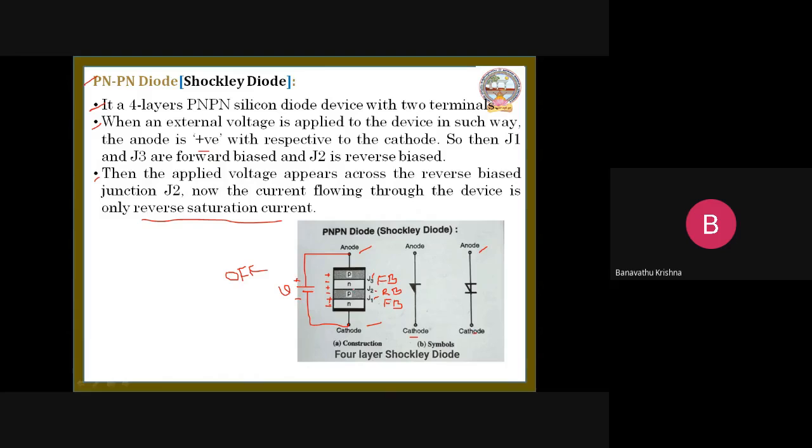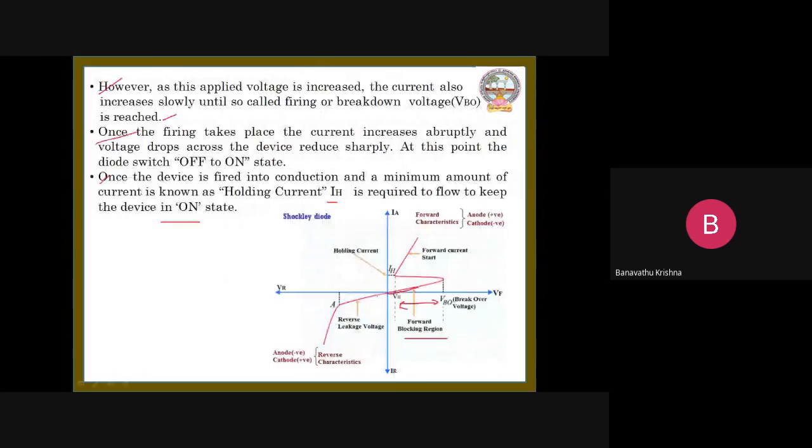By increasing this voltage, a slight amount of current increases, as shown here. This current increases with the forward bias voltage. If the voltage keeps increasing, firing takes place across junction 2 and it reaches the breakover voltage, where the current abruptly rises to the holding current. Now the junction is shorted, meaning the PNPN diode turns on. In this region it acts as off.